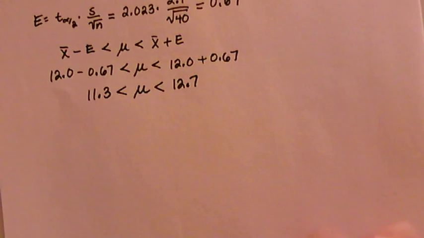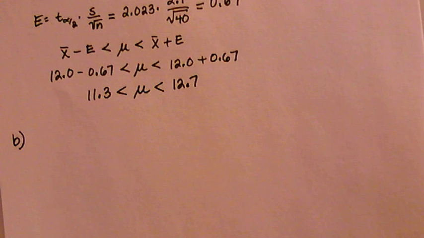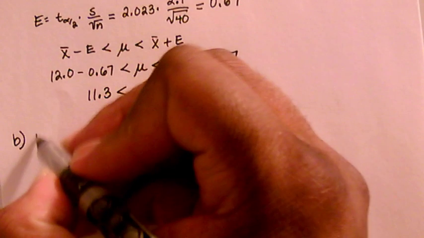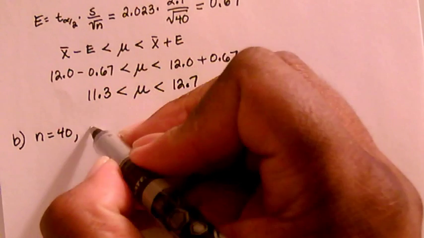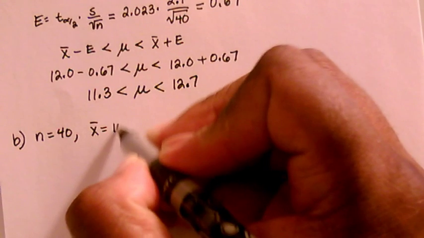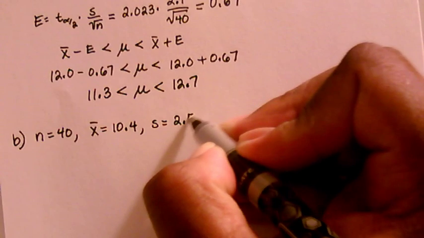Alright, part B. Construct a 95% confidence interval estimate of the mean pain scores for patients given the sham treatments. So for the sham treatments, there were 40 patients. So n is 40. That sample mean was 10.4, and the sample standard deviation was 2.5.